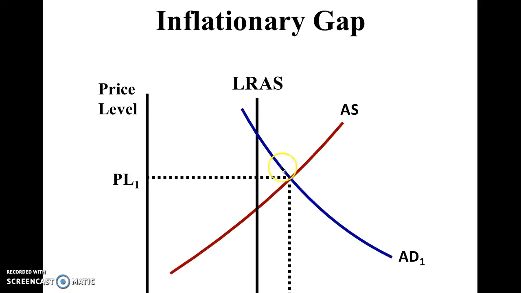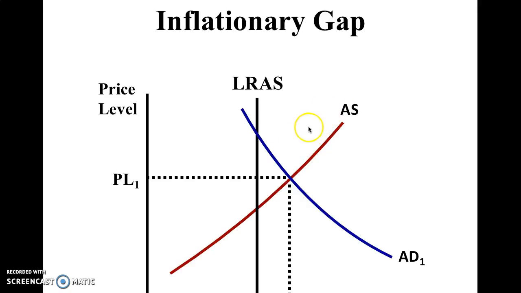In this slide, what has happened here? Originally, the equilibrium was here where I'm pointing my cursor. However, the aggregate demand curve has shifted to the right. This could have been due to an increase in consumer wealth. It could have been due to an increase in investment spending or government spending, or it could have been due to an increase in exports.